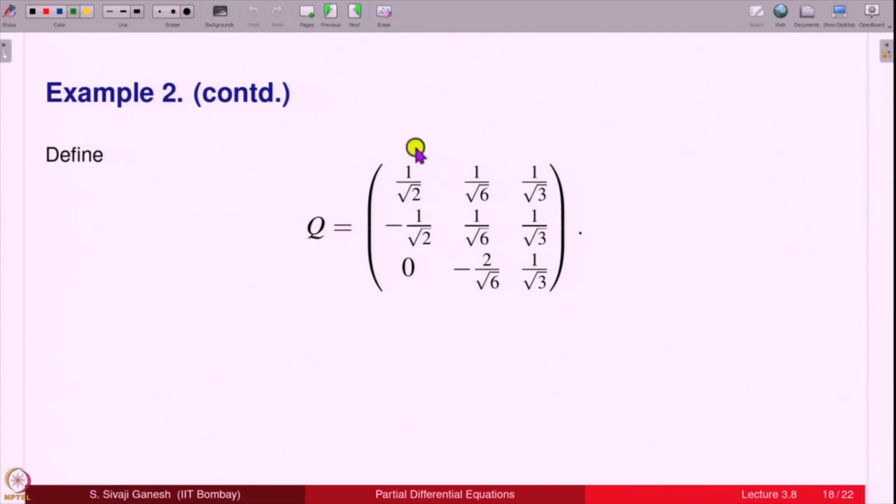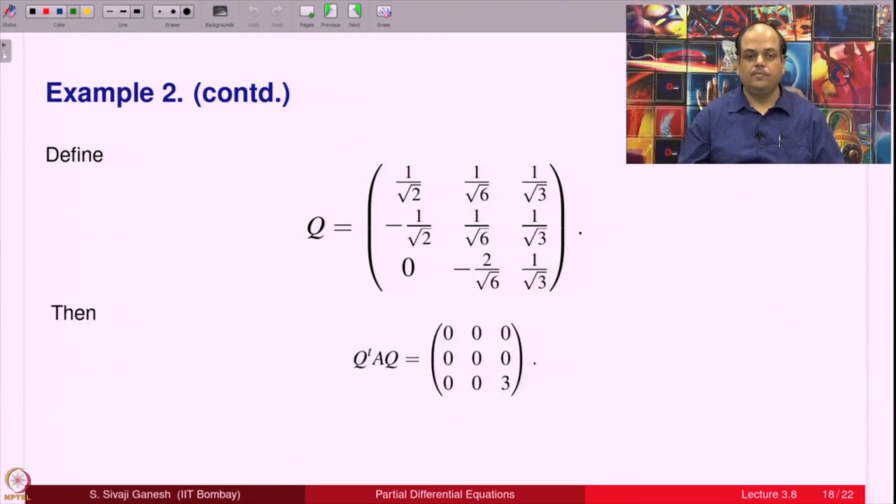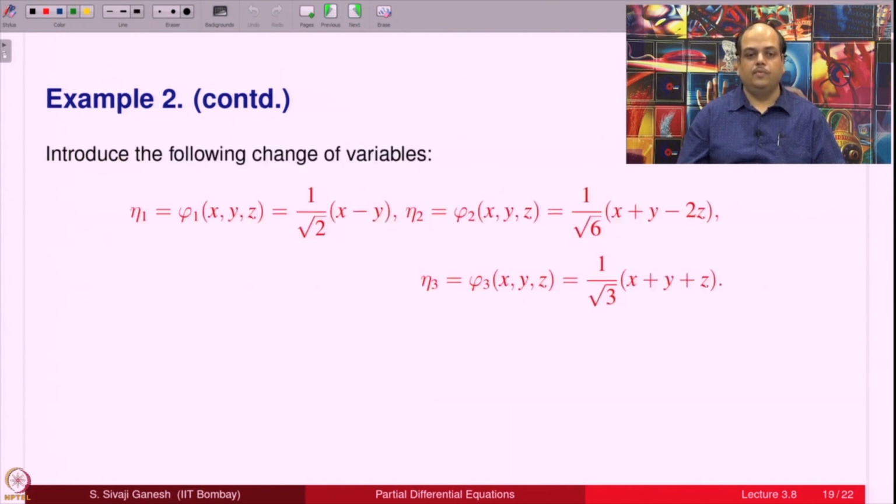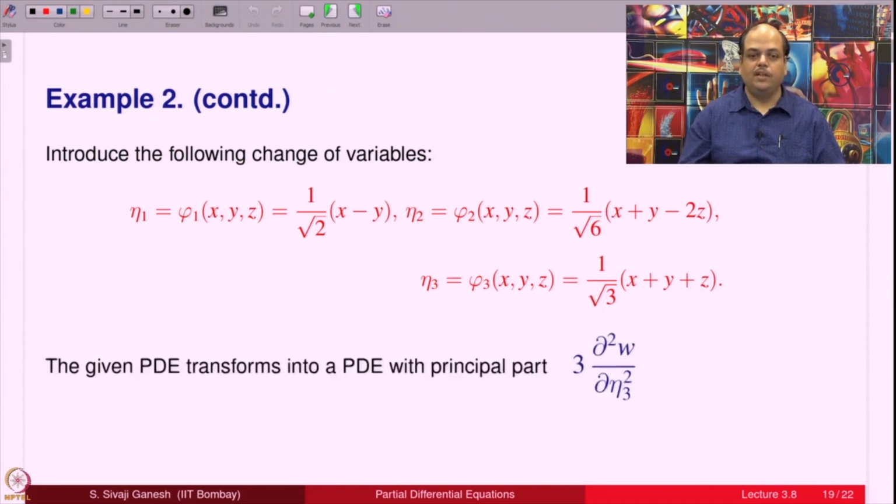The first column is one of the eigenvectors for eigenvalue 0. This is the second eigenvector that we have written down for eigenvalue 0. This is the eigenvector for the eigenvalue 3. Now Q transpose A Q will become the diagonal matrix diag(0, 0, 3). So, these are the changes of variables: phi 1 equals (x minus y) by root 2, phi 2 equals (x plus y minus 2z) by root 6, and phi 3 equals (x plus y plus z) by root 3. Then the PDE transforms to this.